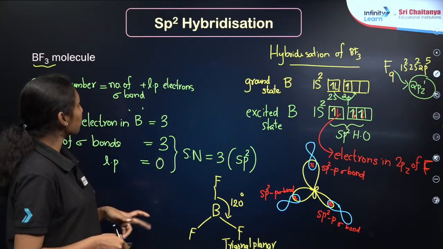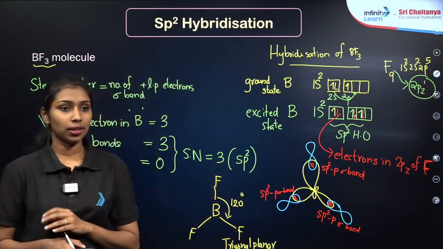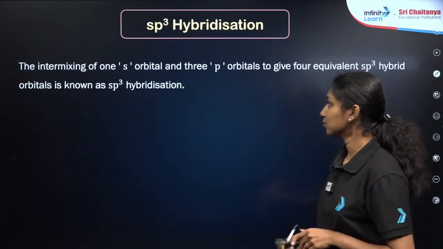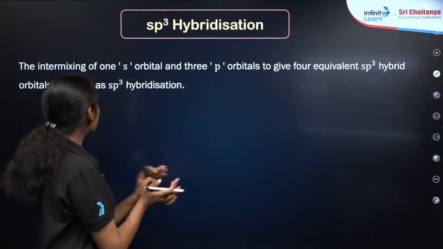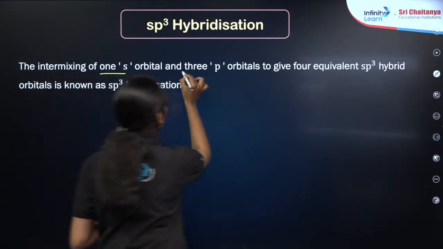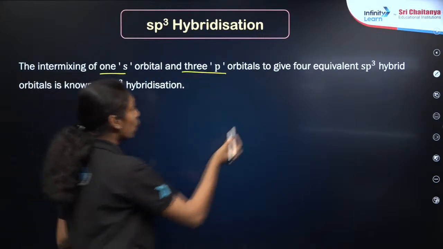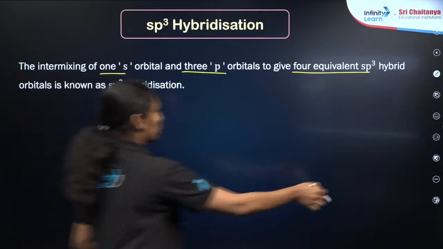Can we move to the next type of hybridization, that is sp3 hybridization? Okay, the next one is sp3 hybridization. As the name suggests, 1 s and 3 p orbitals undergo hybridization to form 4 equivalent sp3 hybridized orbitals. So we can draw the structure here.